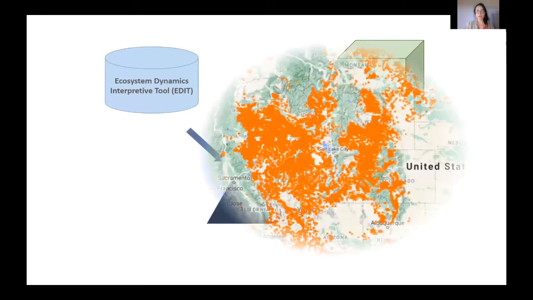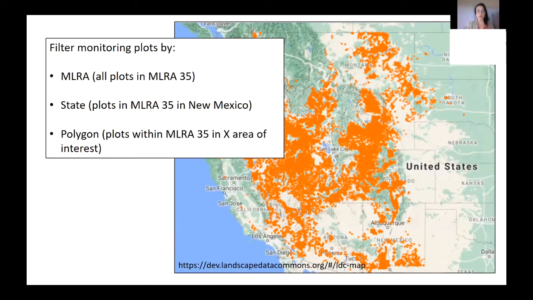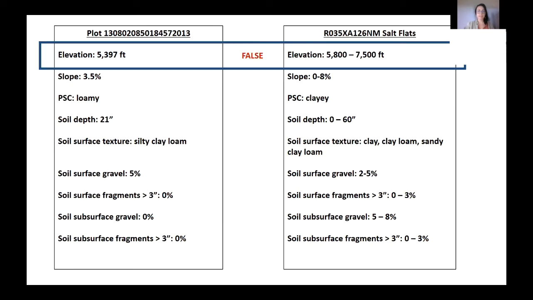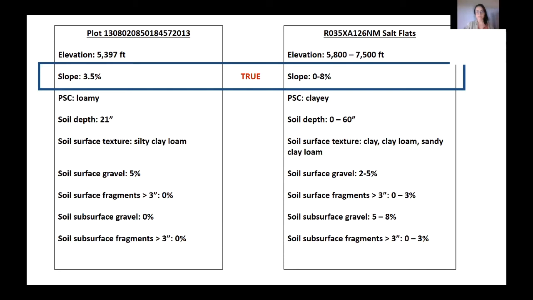Then the tool brings in monitoring data from the Landscape Data Commons, and the user can choose whether to pull in all plots for an MLRA, plots within an MLRA and subset to a state, or can upload a polygon representing an area of interest. The tool converts and tabulates the monitoring plot data, and it applies every relational statement from that ecological site criteria table to every monitoring plot.